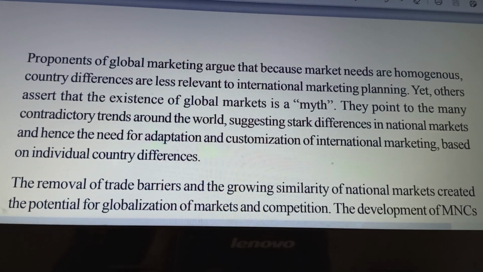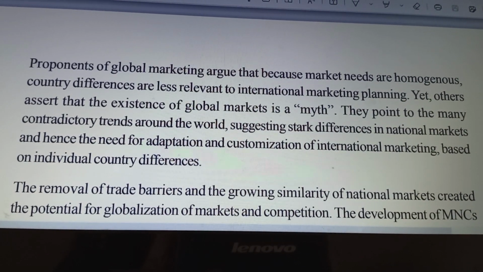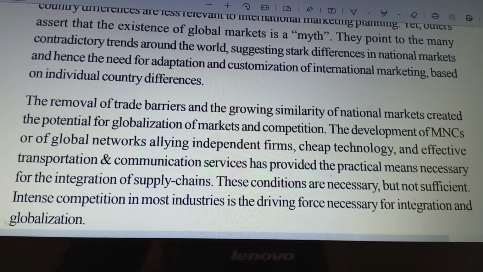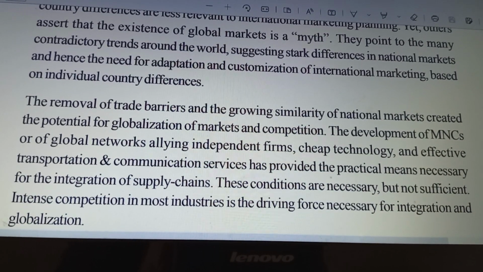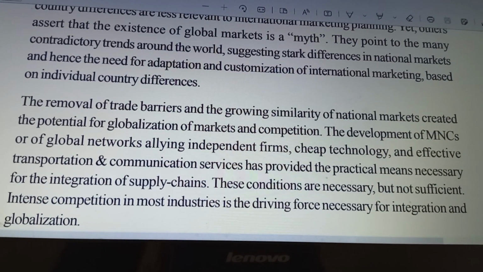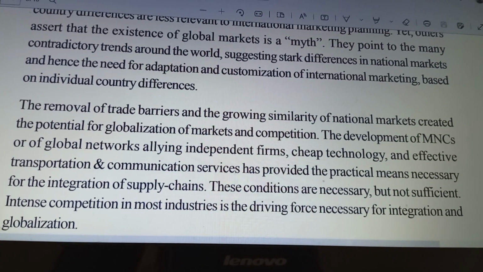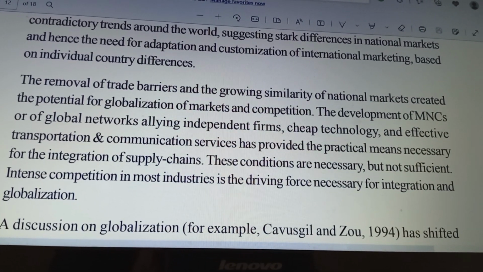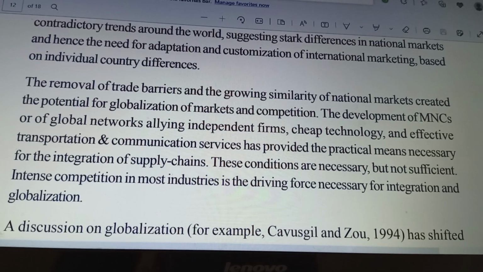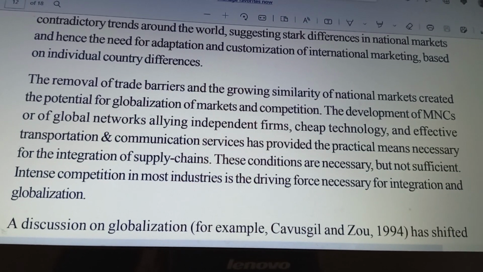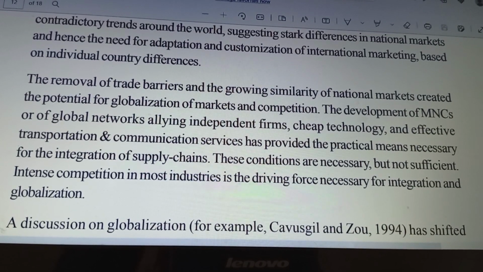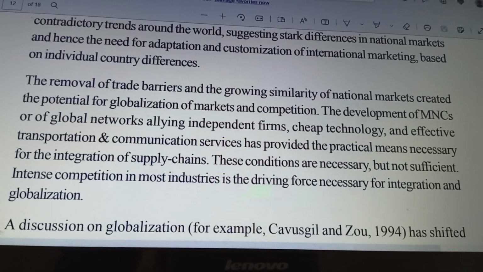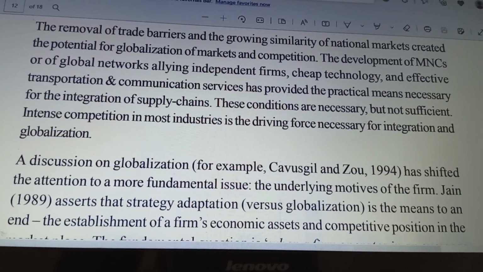The removal of trade barriers and the growing similarity of national markets created the potential for globalization of markets and competition. The development of MNCs or of global networks allowing independent firms, cheap technology, and effective transportation and communication services has provided the practical means necessary for the integration of supply chains. These conditions are necessary but not sufficient. Intense competition in most industries is the driving force necessary for integration and globalization.